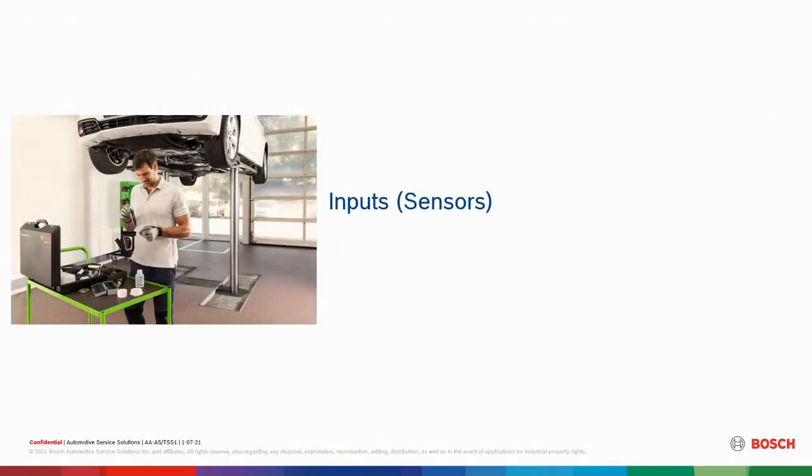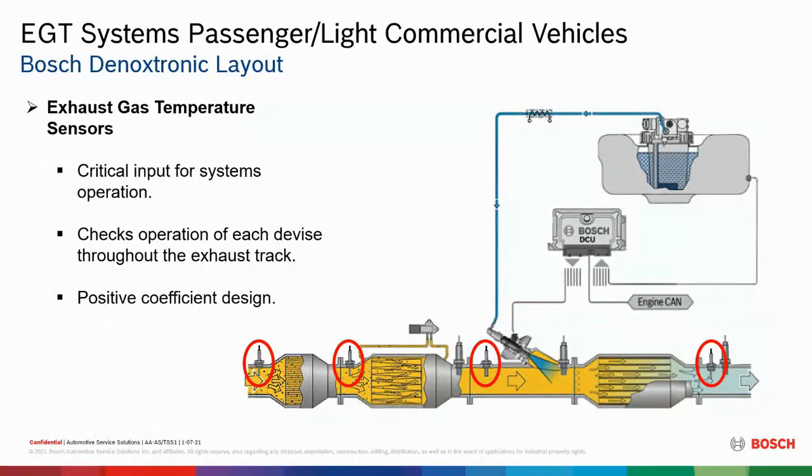All right, so now let's talk about inputs, or the sensors in the system. Undoubtedly, one of the most important sensors in the system are the exhaust gas temperature sensors. Honestly, most of the whole system is diagnosed with these exhaust temperature sensors. It can basically get a baseline of what's going on with each separate device in the system. So it's a critical input for operation. It checks the operation of each device throughout the exhaust track.